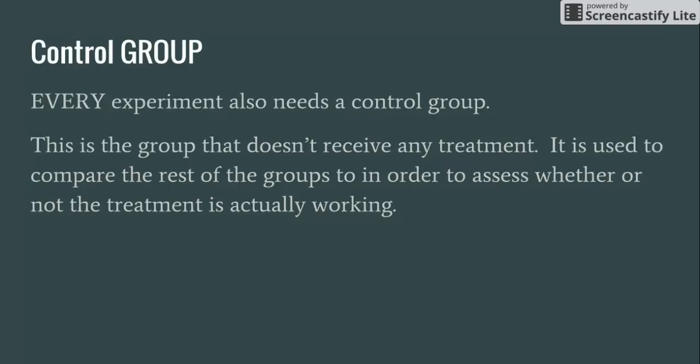We also have something called a control group. Every experiment also needs to have a control group. This is the group that doesn't receive any treatment. It's used to compare the rest of the groups to in order to assess whether or not the treatment is actually working. So in that fertilizer experiment, I'd want to have one group that doesn't get any fertilizer at all and all other conditions remain the same to see if the fertilizer is actually affecting the root growth.